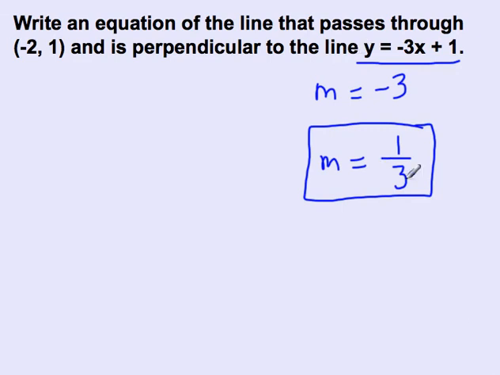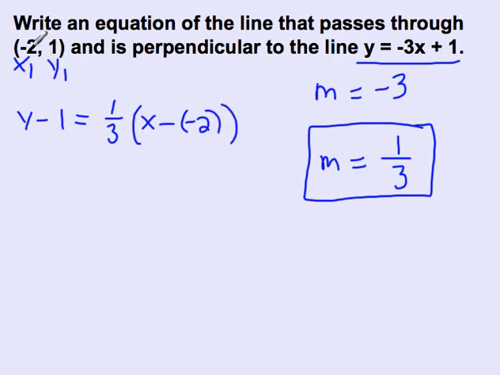So now I've got a slope. Slope is 1/3, and I'm going to use the point negative 2, 1. That's my x1, y1. And I'm going to plug into the point slope formula just like I did the last couple problems. So it's going to be y minus 1, that's where my 1 came from, equals, my slope is 1/3, times x minus negative 2. And that's where my negative 2 came from.